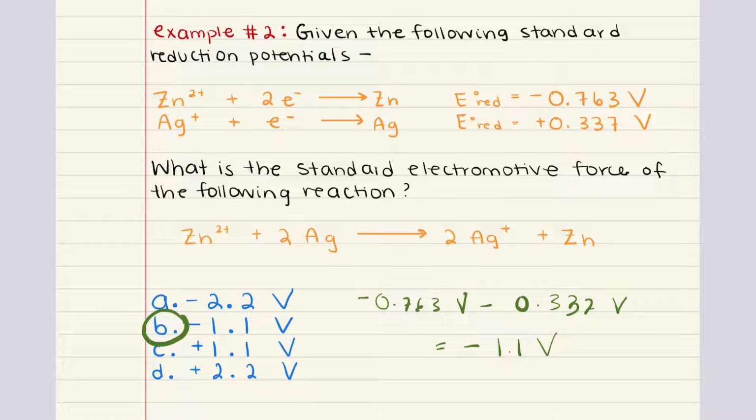One side note. While we need to multiply the silver half reaction by 2 to balance the electrons, the actual value for the reduction potential does not change. This was something we talked about and emphasized in lecture. Remember that the standard reduction potential is determined by the identity of the electrode and not the amount of it present. So again, the correct answer to problem 2 is answer choice B.